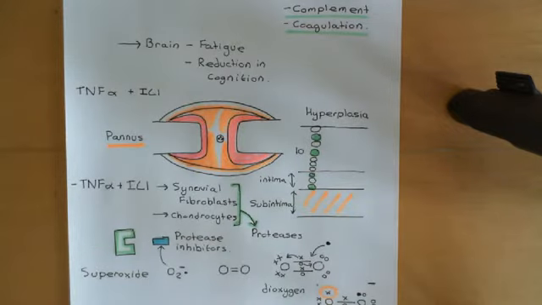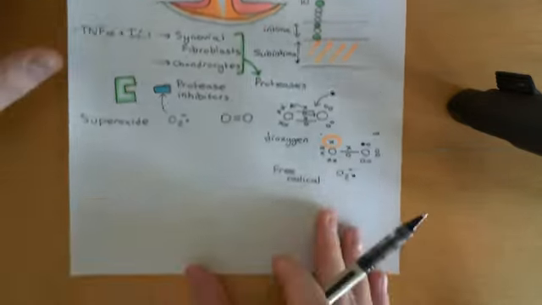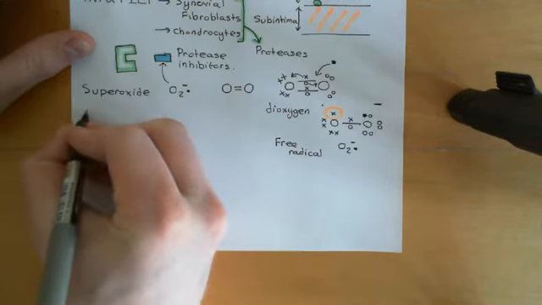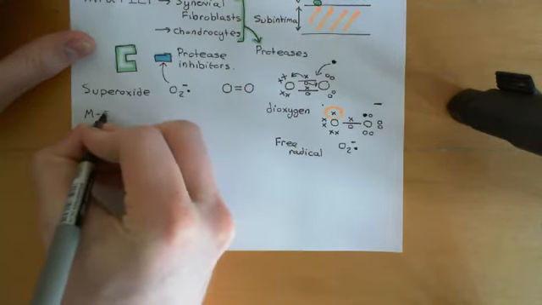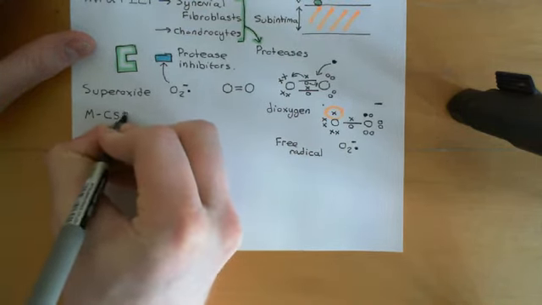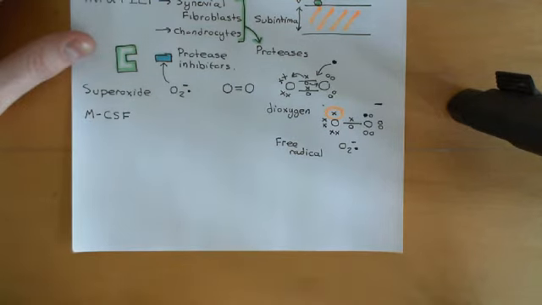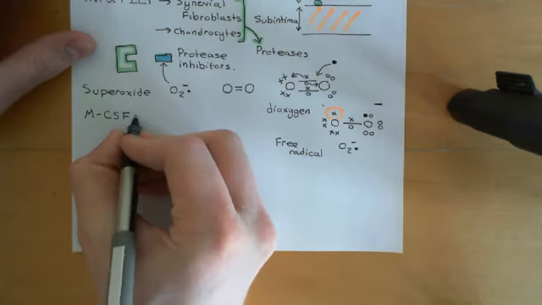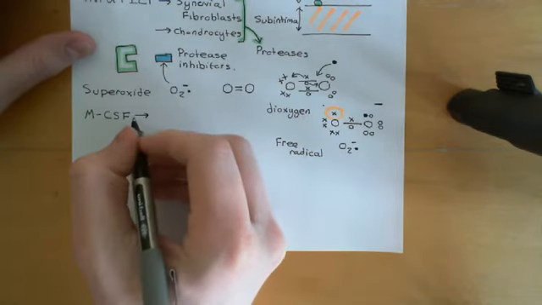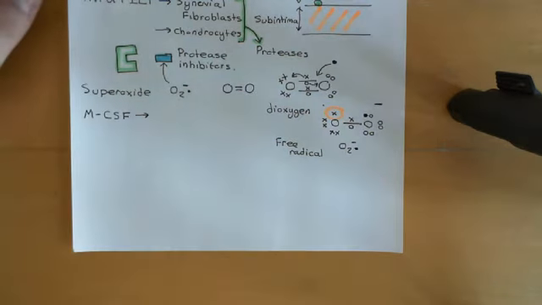Okay, so let's have a look at what this does. Basically, macrophage colony stimulating factor is going to go into the blood like interleukin 6, and it's going to act far, far away from the synovial joint. It's going to go to the bone marrow, and it's going to cause the production of osteoclast progenitors, or precursor cells to osteoclasts.